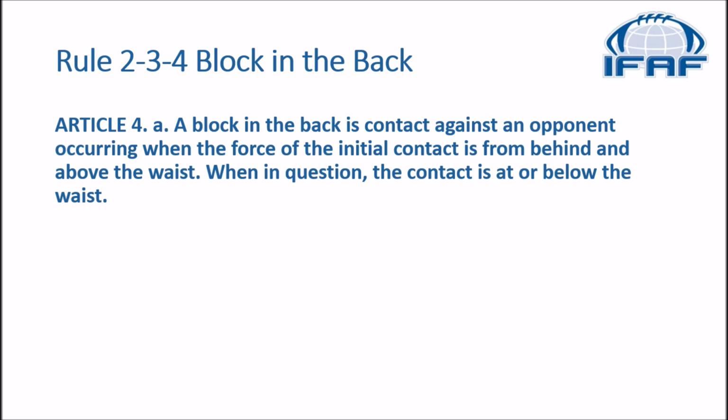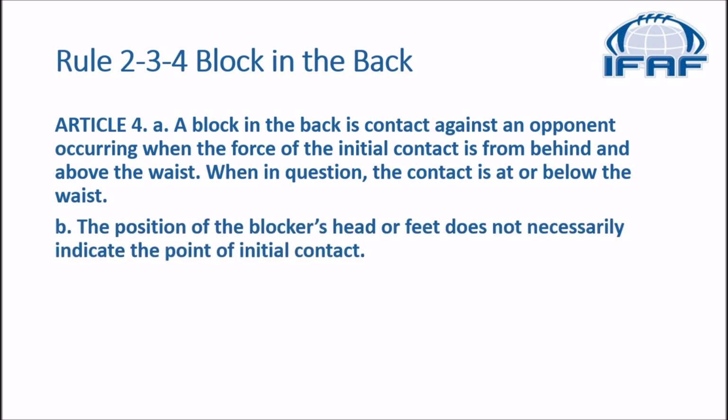In the rulebook, we go to Rule 234, block in the back. And Article 4A says, a block in the back is contact against an opponent occurring when the force of the initial contact is from behind and above the waist. When in question, the contact is at or below the waist. B. The position of the blocker's head or feet does not necessarily indicate the point of initial contact.